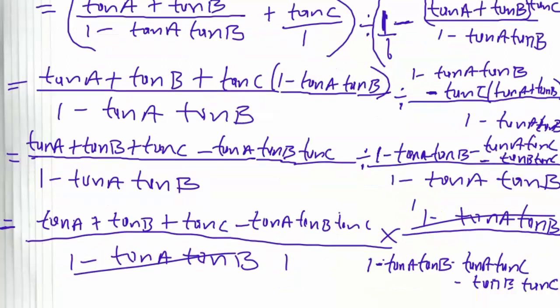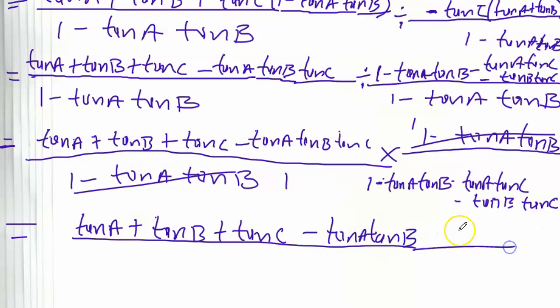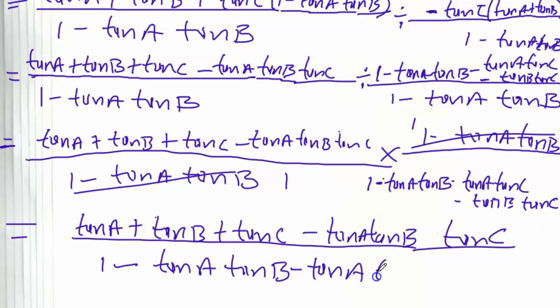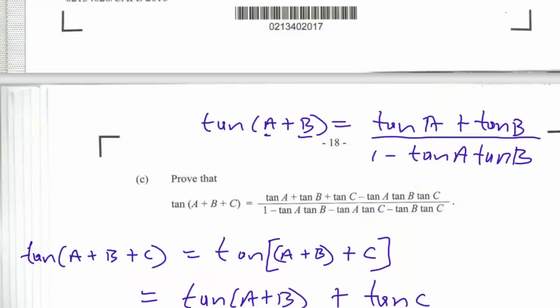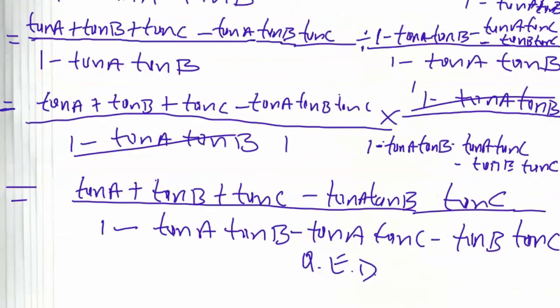Equal to 1. So we end up with the final proof, which is tan A plus tan B plus tan C minus tan A tan B tan C over the denominator 1 minus tan A tan B minus tan A tan C minus tan B tan C, which is what we were asked to prove. So this proof was quite easily done. Let's get to question 4.